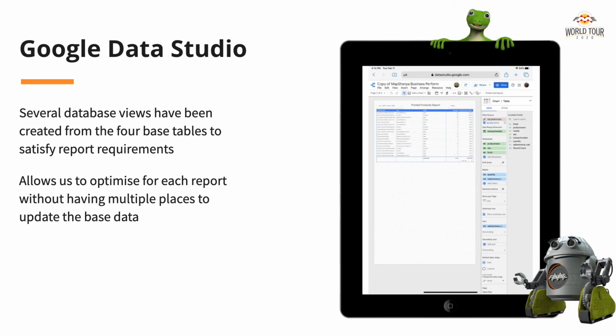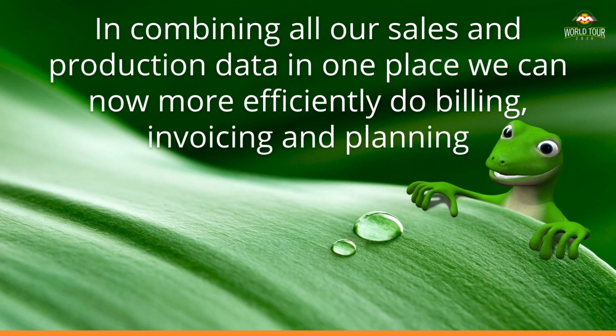So as I mentioned, we have several views that have been created from the 4 main tables to satisfy the report requirements. And that allows us to optimize for each report without having to have multiple places to update the base data. So in combining all of our sales and production data in one place, we now have a more efficient way to do billing, invoicing, and planning.